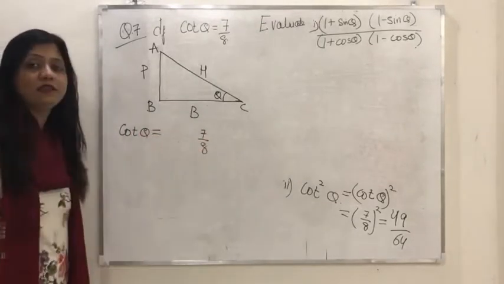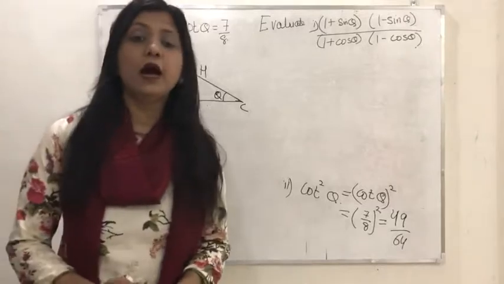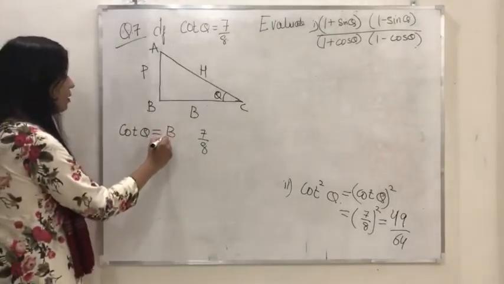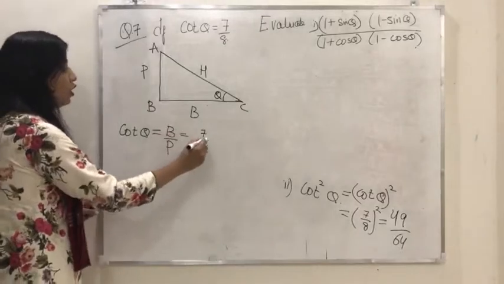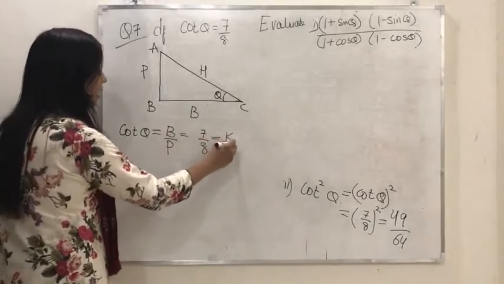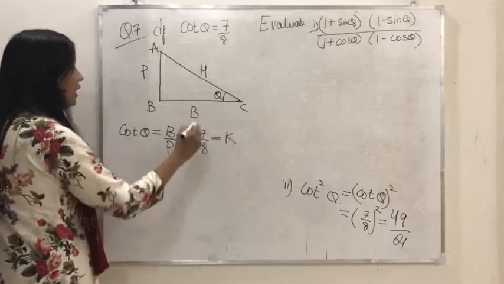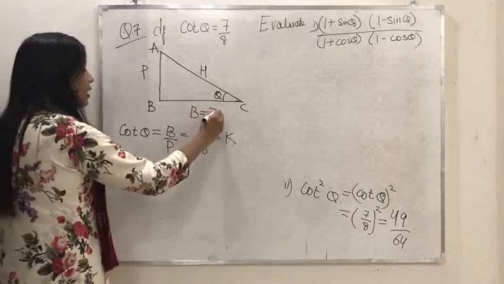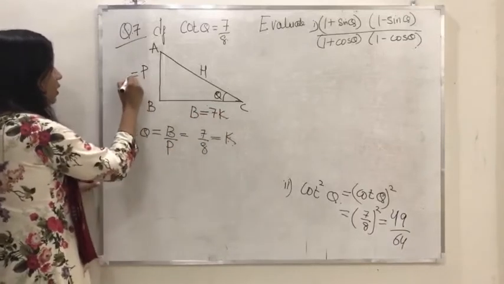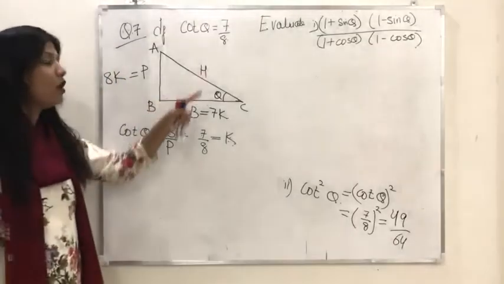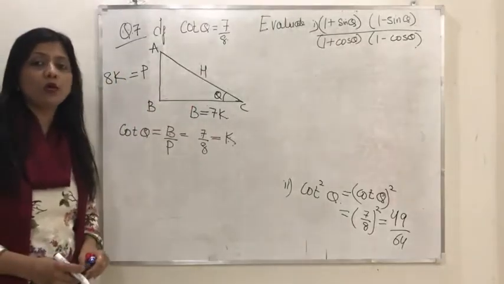Cot theta is just the reciprocal of tan theta, and tan theta is perpendicular upon base. So cot theta will be base upon perpendicular. If I say the ratio is K, then base will be 7K and perpendicular will be 8K. So my base is 7K, my perpendicular is 8K.